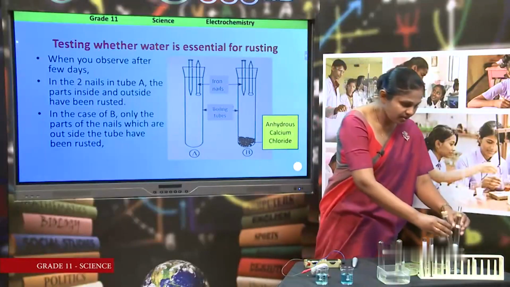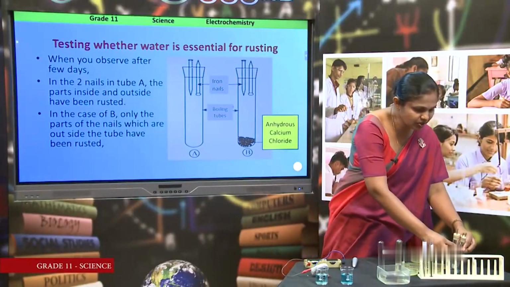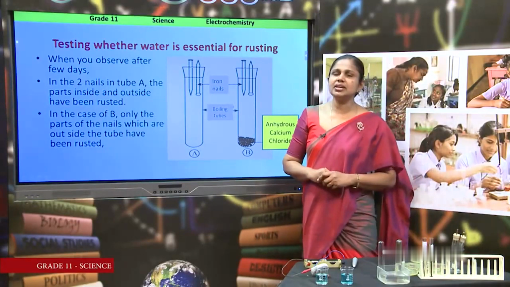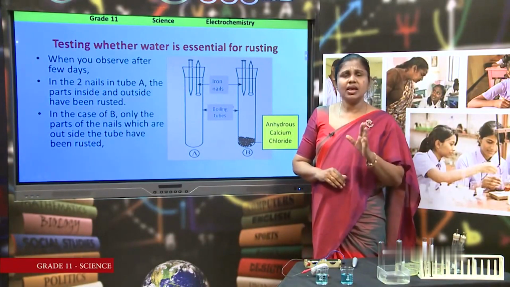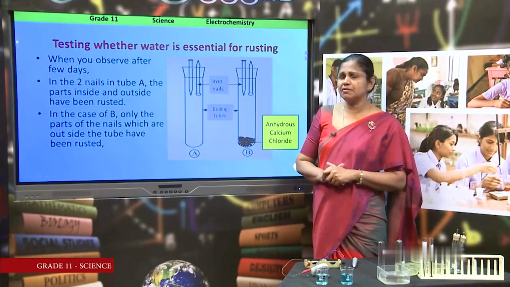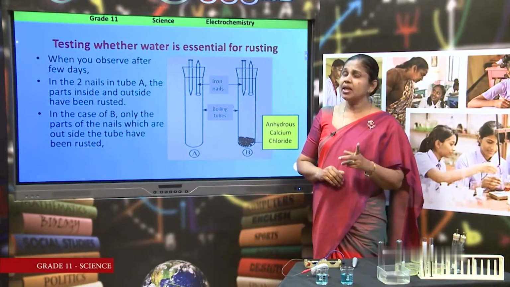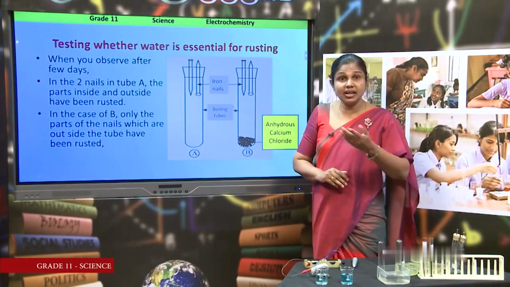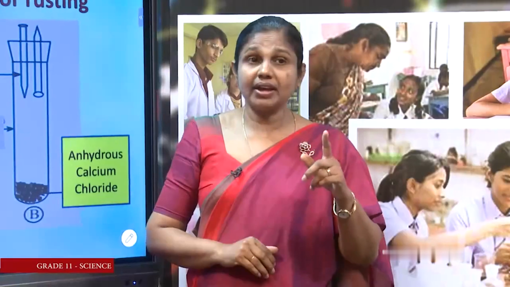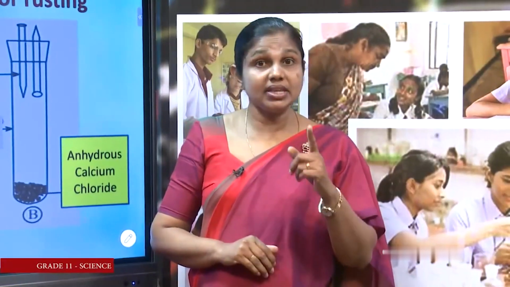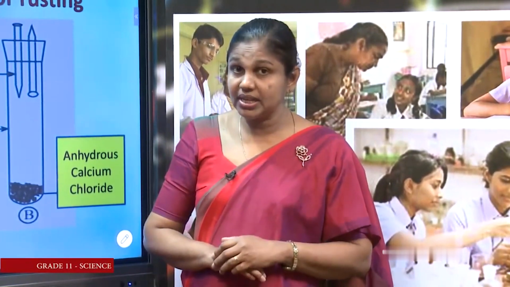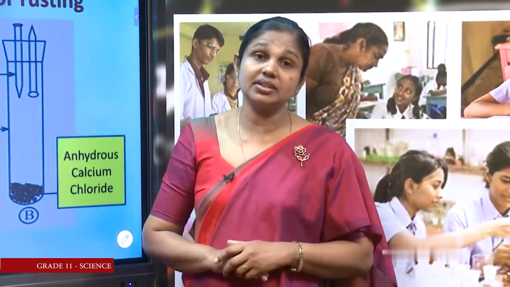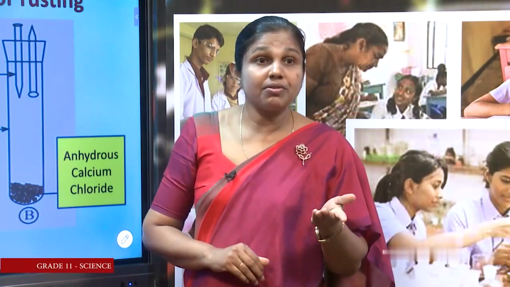Right, children, now we have understood what the essential factors for rusting are. There are some more factors affecting rusting, children. There are factors which accelerate rusting. These factors are acids and salts. Acids and salts accelerate rusting, but bases slow down rusting.